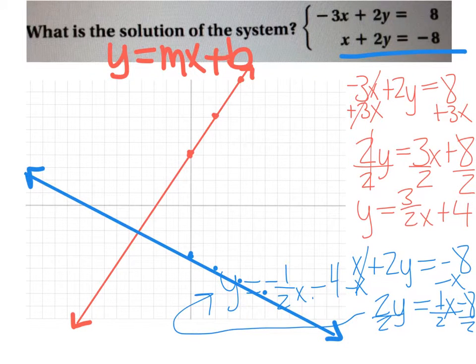So, now that I fixed my lines to make them a little bit straighter, make sure they're going through all my points, I'm looking for where they intersect. That is going to be the solution of my system. So it looks like they intersect right about here. That point is at negative 4, negative 2. So that is my answer.